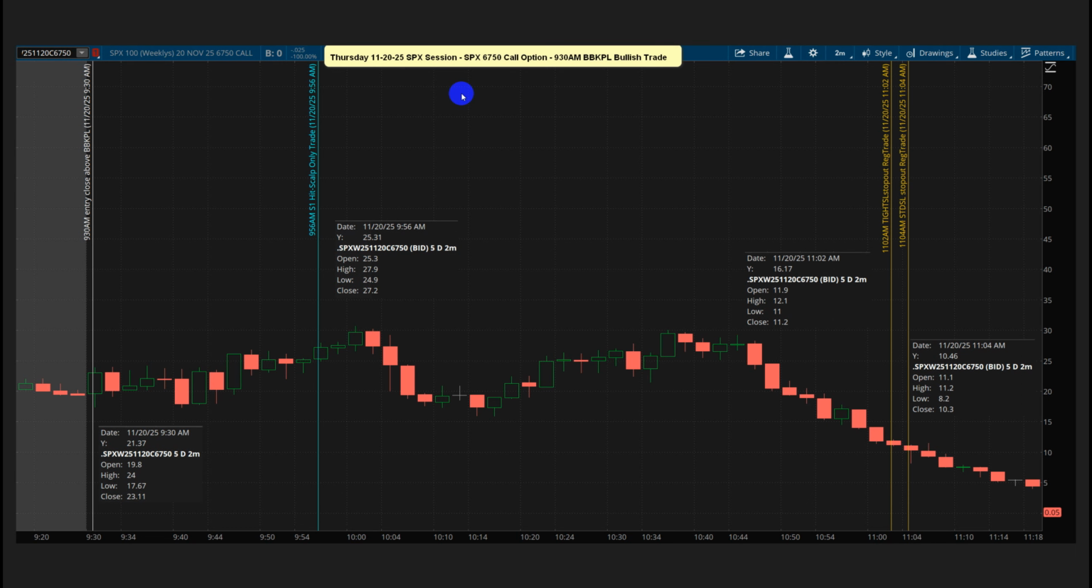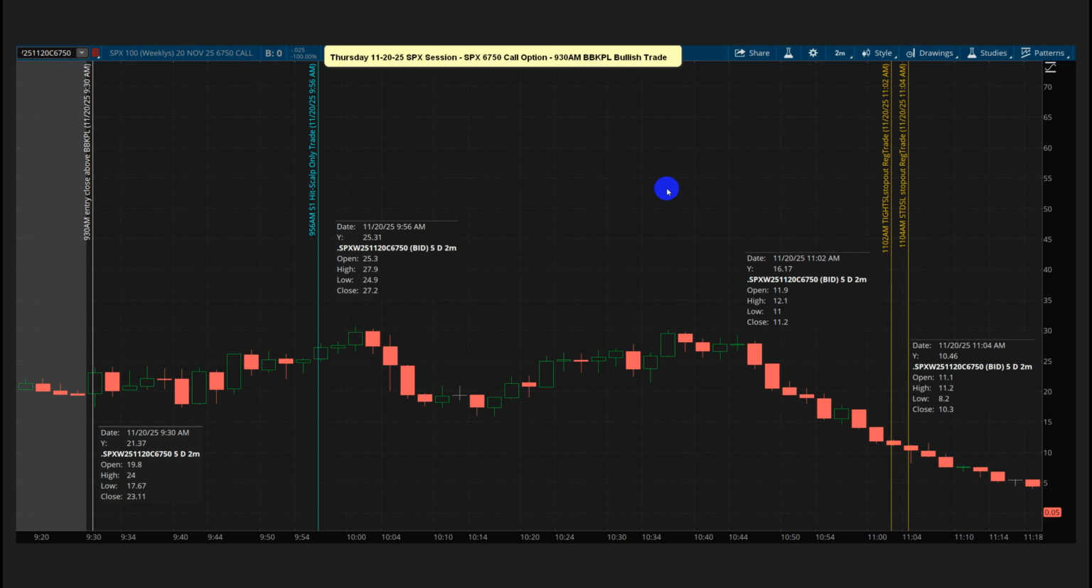Next, the first out of the money 67.50 call on the opening bullish 9:30 a.m. candle trade on the BBKPL. 9:30 a.m. buy. 9:56 scalp closeout. If you were not getting out here on the scalp and instead were holding on for the regular trade, then you were stopped out on the tight stop loss, the 11:02. Worst case low 11. If you had a standard stop loss, 11:04, $8.20. Worst case scenario.